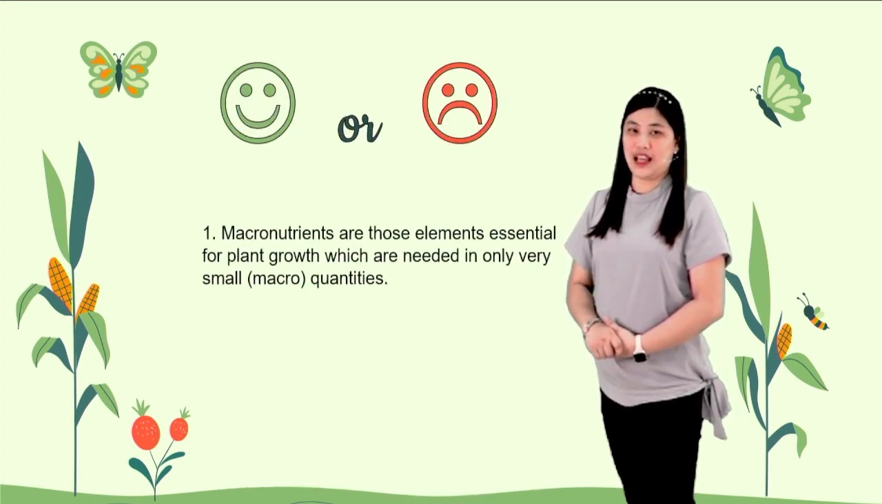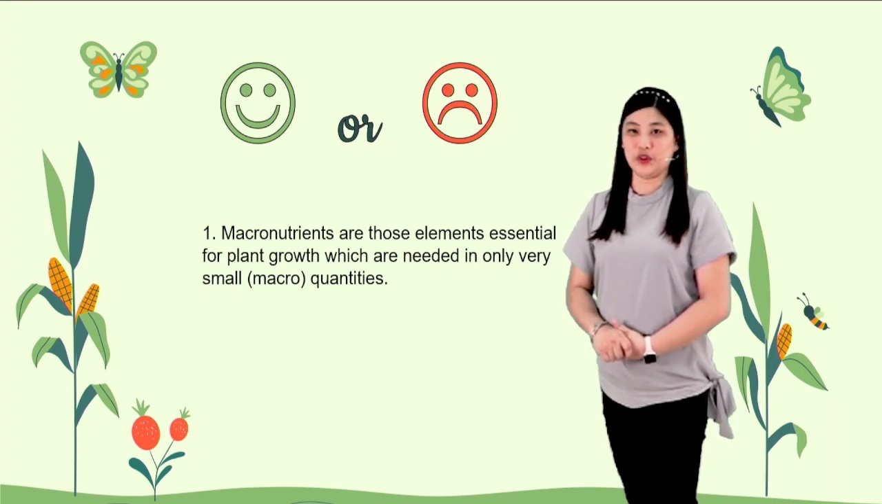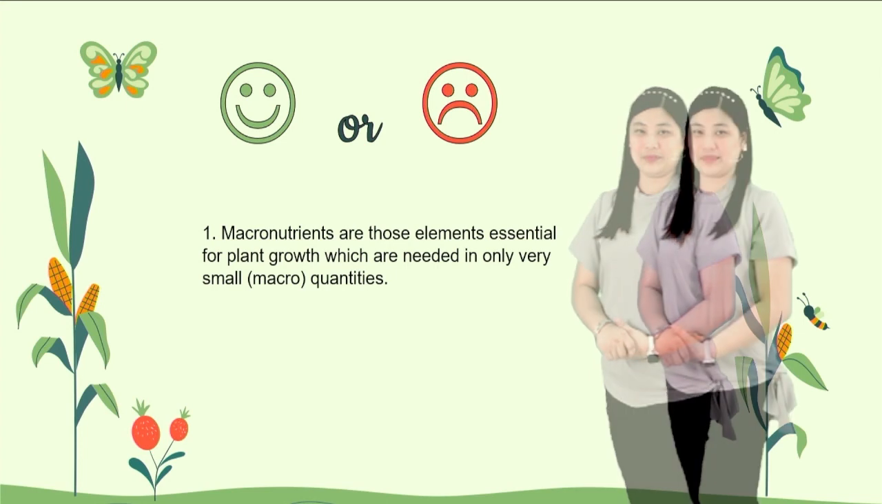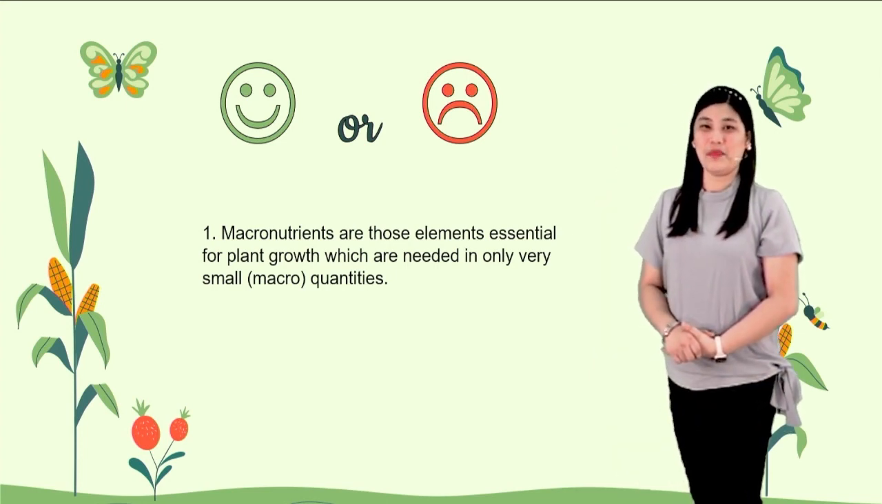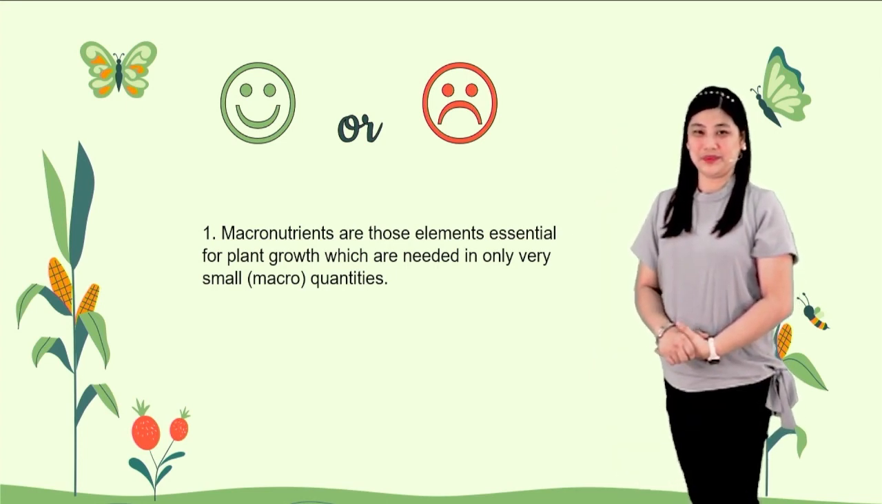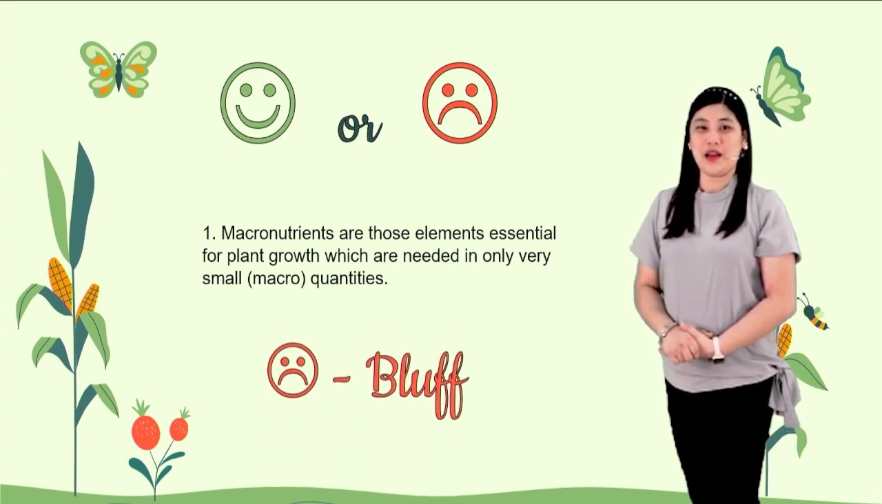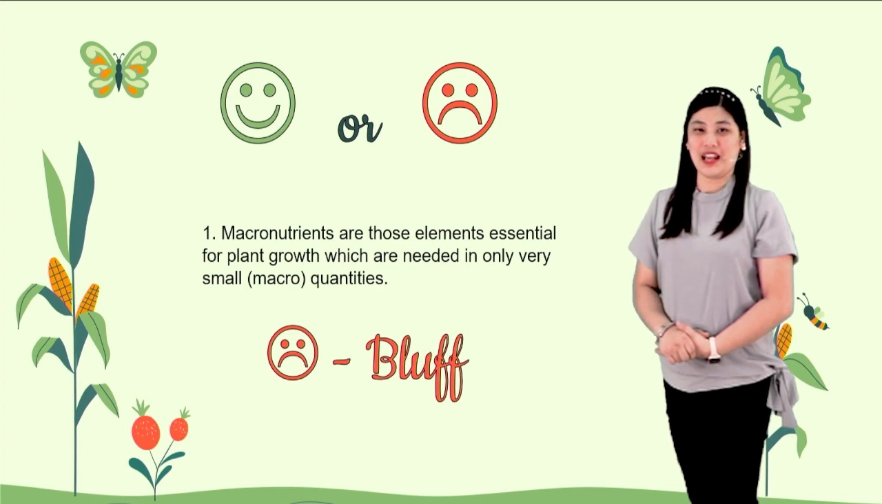Macronutrients are those elements essential for plant growth which are needed in only very small quantities. Is it a fact or a bluff? Correct. The answer is bluff. Micronutrients are those elements essential for plant growth which are needed in only very small quantities.